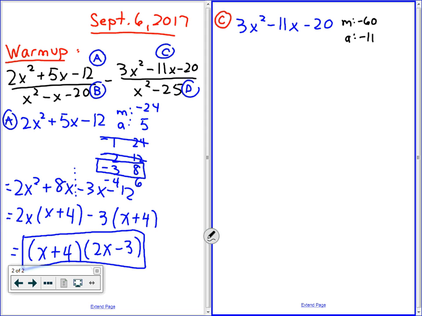Now, what I'm going to do is write out all the factors, because this isn't an easy one to do. So 60 divided by 1 is 60. 60 divided by 2 is 30. 60 divided by 3 is, nope, 20. 60 divided by 4 is 15. 60 divided by 5 is 12. 60 divided by 6 is 10. 7 doesn't work. 8 doesn't work. 9 doesn't work. Okay.